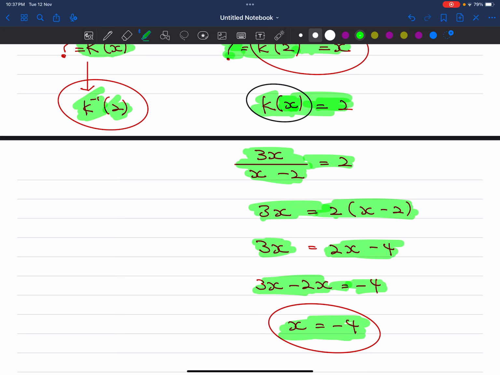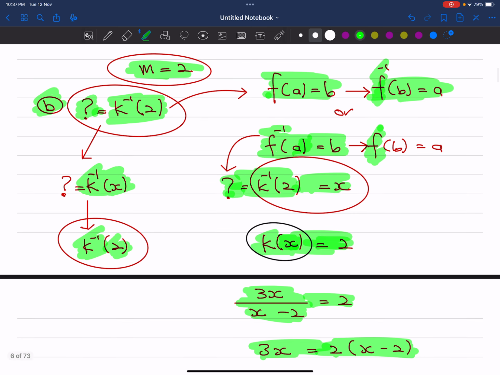That's it. Please don't forget about this. Function becomes inverse, inverse becomes function when you exchange the object and image.